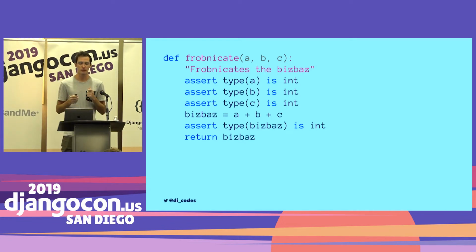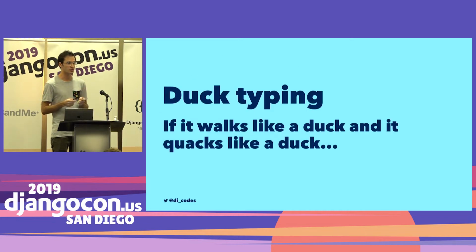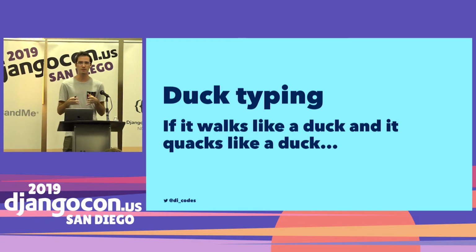What do we do instead? In Python, we do something called duck typing. So instead, duck typing is, if it walks like a duck and it quacks like a duck, it is probably a duck. So we sort of observe the way that we interact with functions and variables, and we can sort of infer what the types are from that.